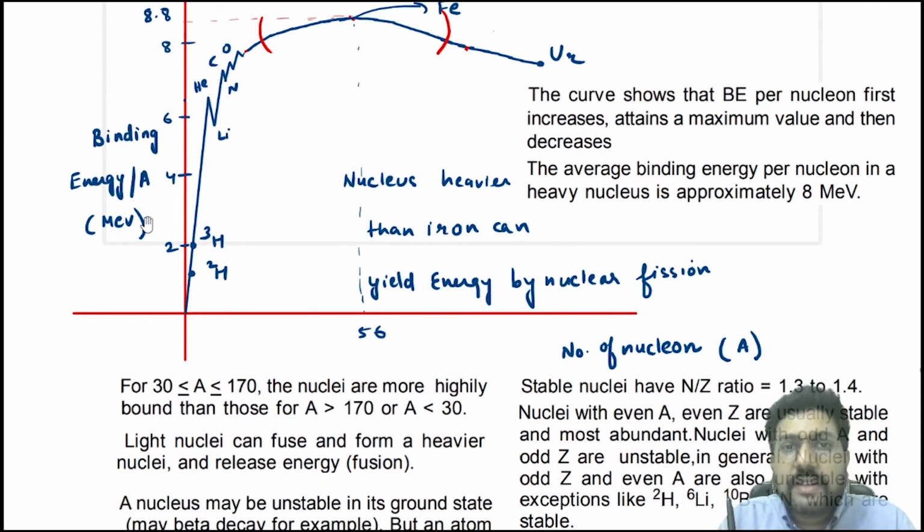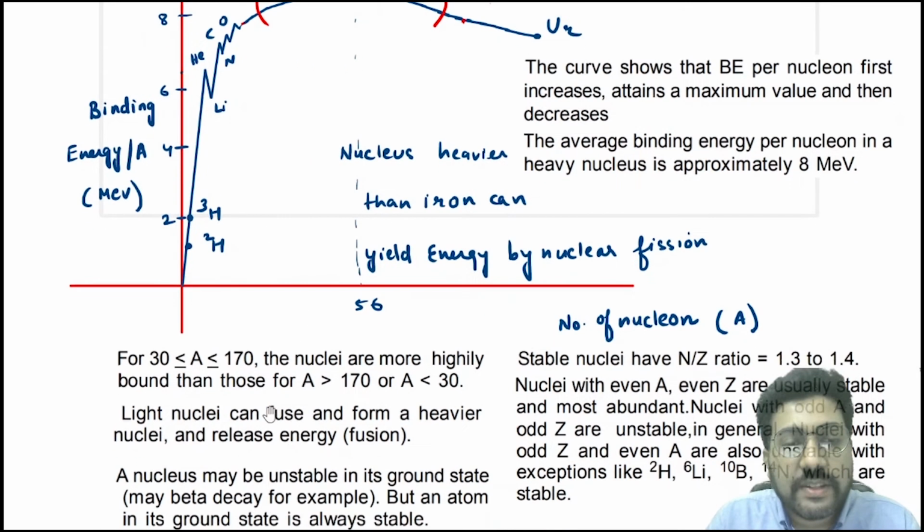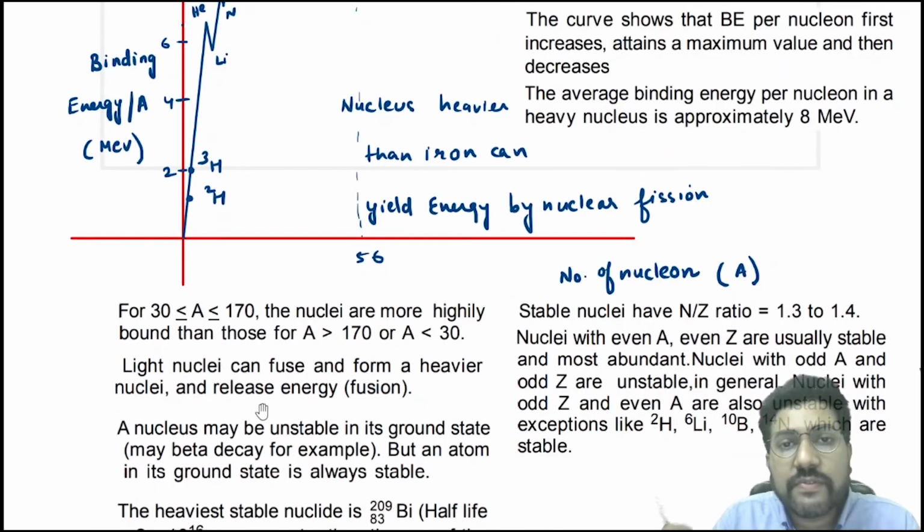So lighter nuclei, if they get a chance, will try to fuse with other lighter nuclei to form a heavier nucleus or a mid-level nucleus. Every nucleus wants to become like a mid-level nucleus. This process is called fusion. When light nuclei come together and fuse to form a heavier nucleus, energy is released because they become more stable.